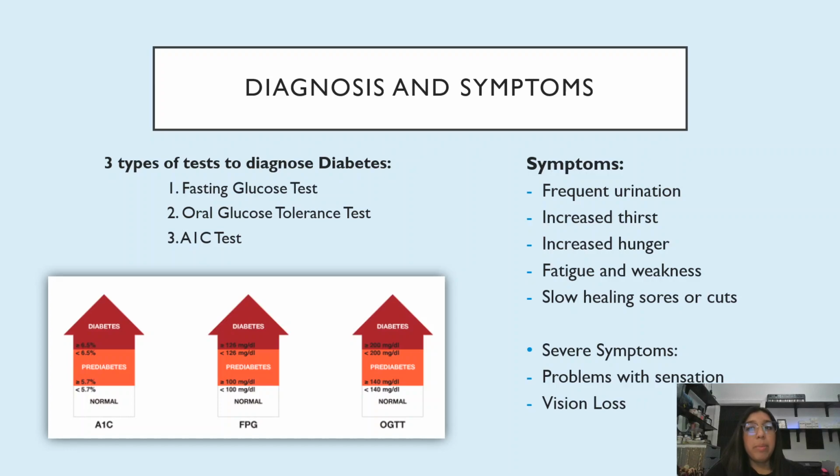So some symptoms that people will notice in close family members or friends are frequent urination, increased thirst, increased hunger, fatigue. More severe symptoms include problems with sensation, especially in their arms and fingers and their legs and feet, and vision loss or blurry vision.